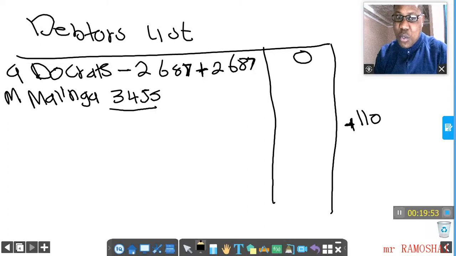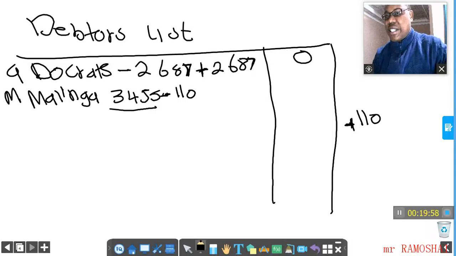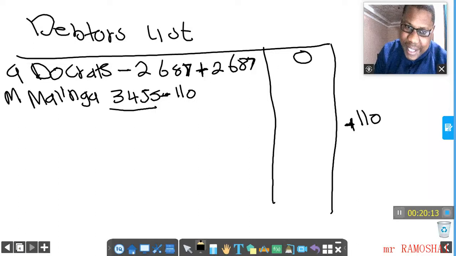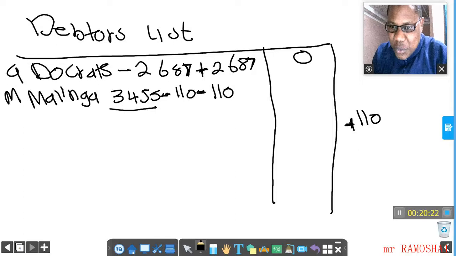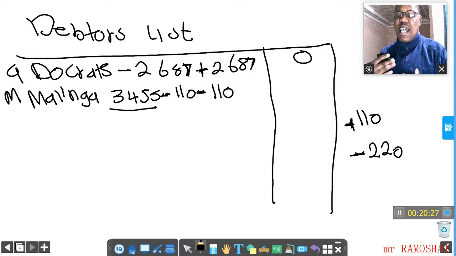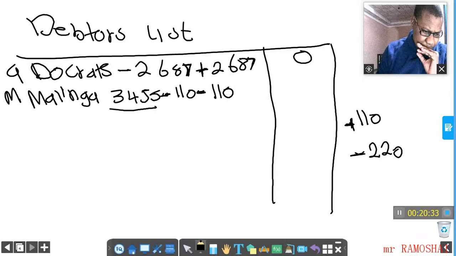So the first thing that we're going to do, we're going to go to his account and subtract the 110 which was added. Again, that means now we have cancelled the credit sale. Now let's record the returns. Then we again subtract 110. Then here is someone who can say we only subtract 220. We're subtracting 110 times 2, which is 220. Right.